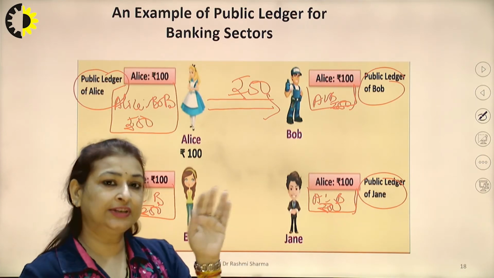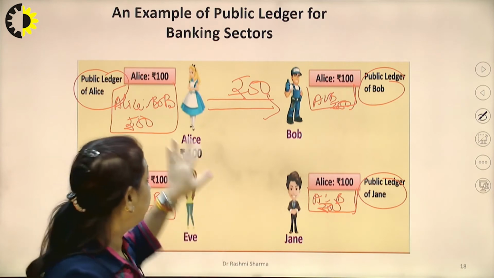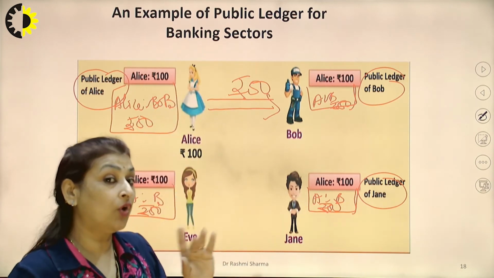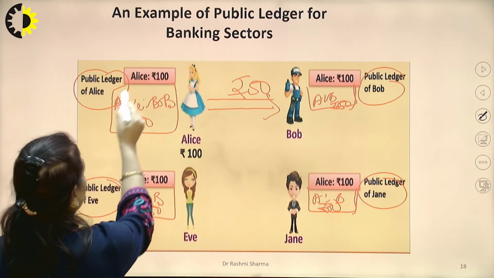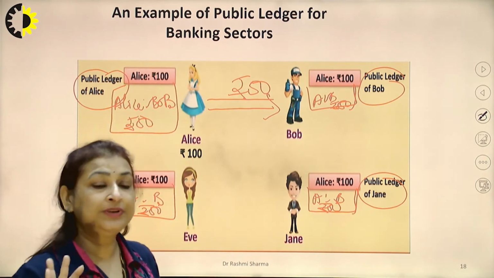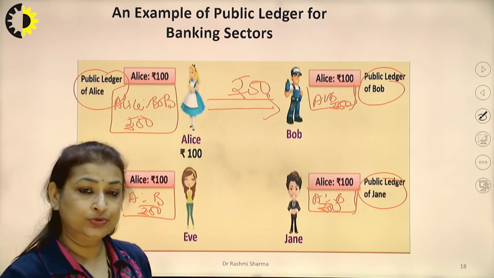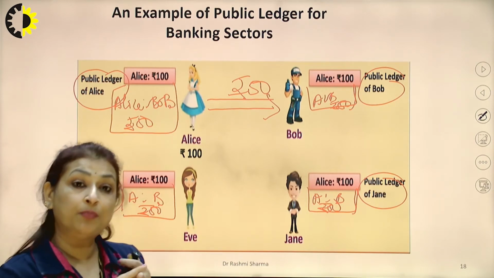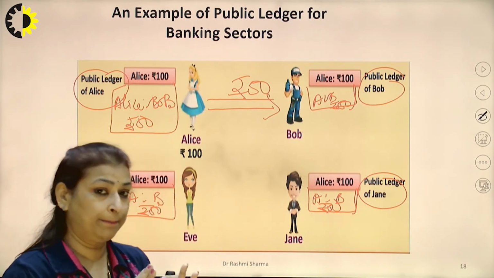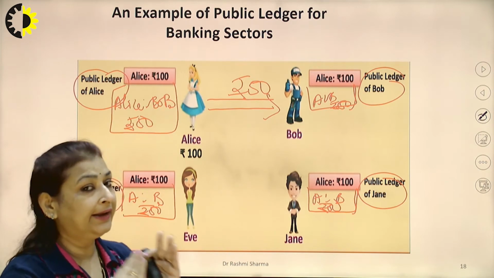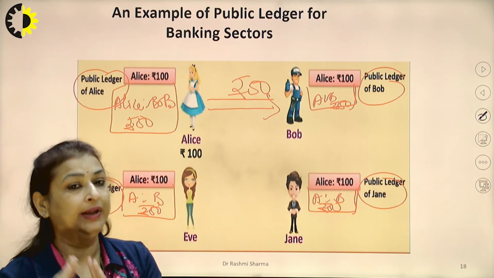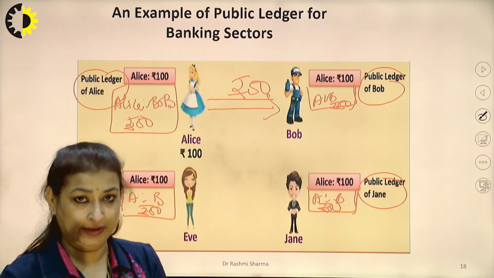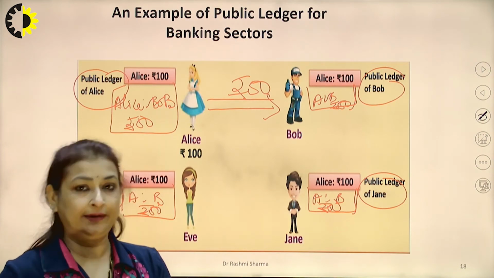So this transaction is successful, and in this particular transaction you can see the changes in each and every public ledger. We have added a record after Alice has rupees 100. All the users Jane, Eve, Bob and Alice have their local copy of the public ledger, and it is getting updated when that particular transaction is fulfilled successfully. That transaction is completed successfully.